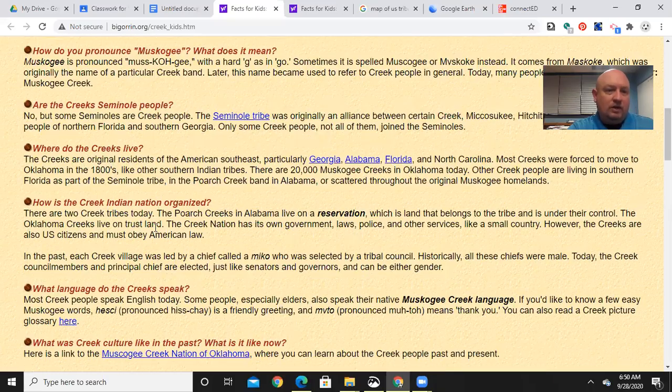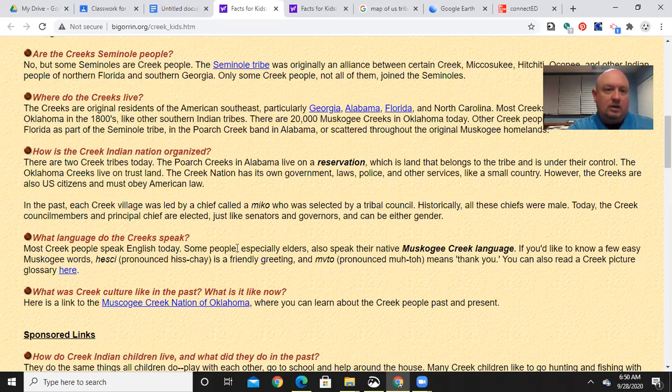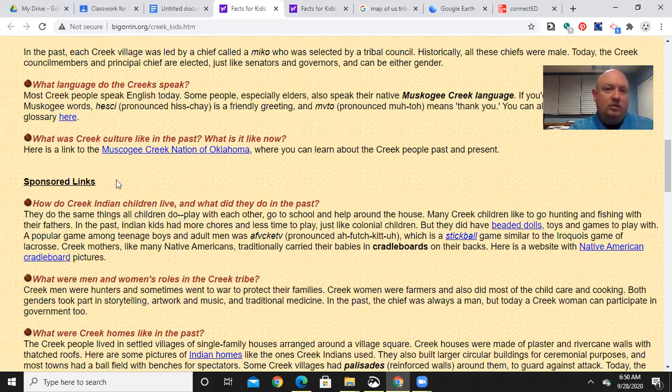But looking at the Creek, you can see they're split up into different bands, just like we are. Each village was led by a chief who was selected by a tribal council. That's very similar to what we do now. And now they're elected and can be either gender. Talk about languages.